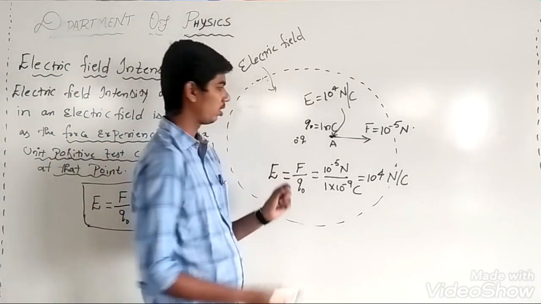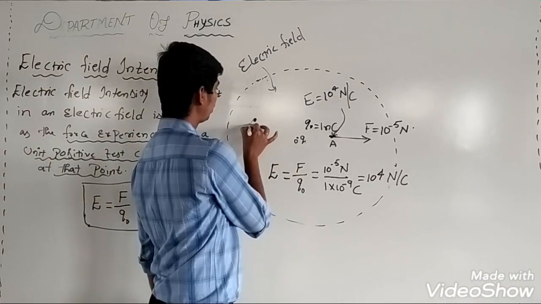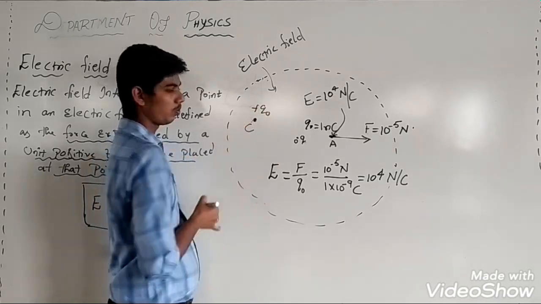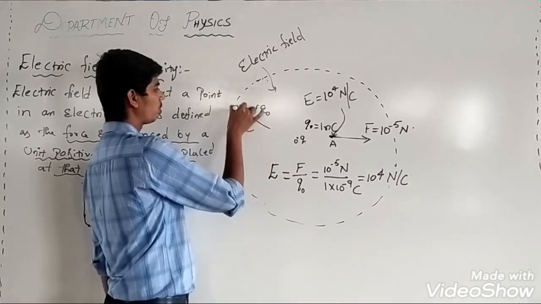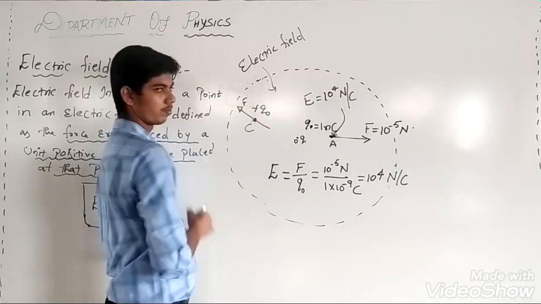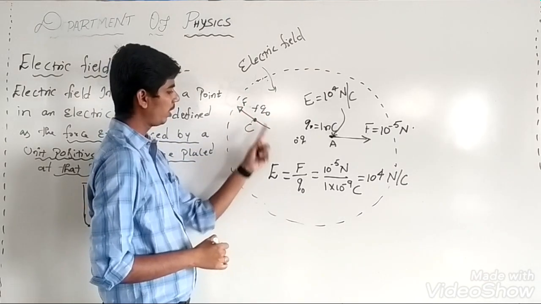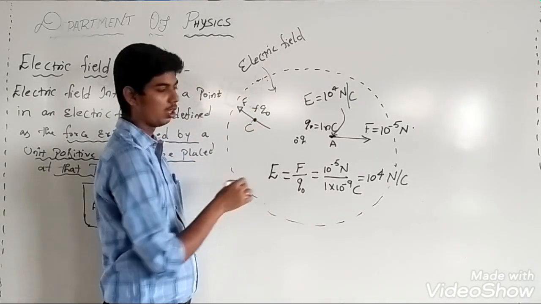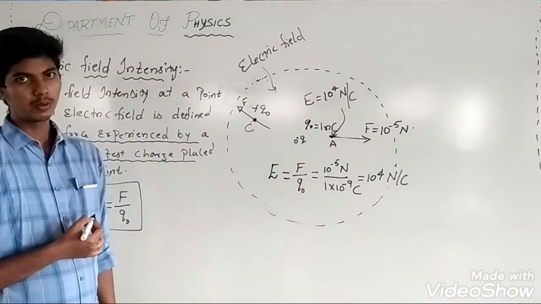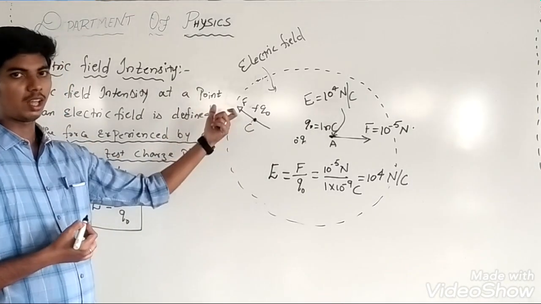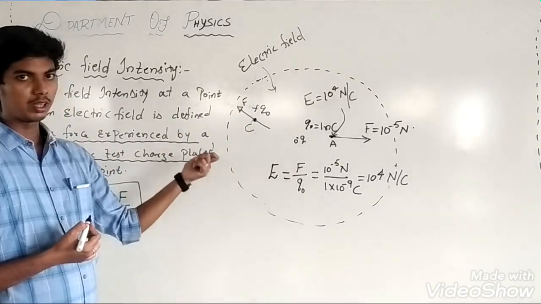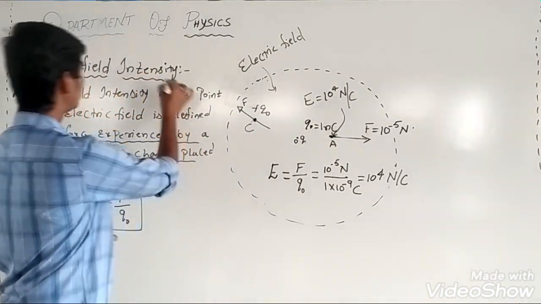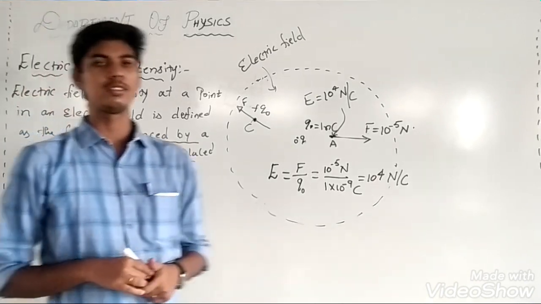Say you need electric field strength at point C. What is to be done is you place a unit positive test charge at this point. Measure the force experienced by this test charge. Force experienced by unit positive test charge gives the electric field strength at this point. More is the force experienced by the test charge at a point, more is the electric field. Less is the force experienced by a unit positive test charge placed at a point, less will be the electric field. This is the idea of electric field intensity.